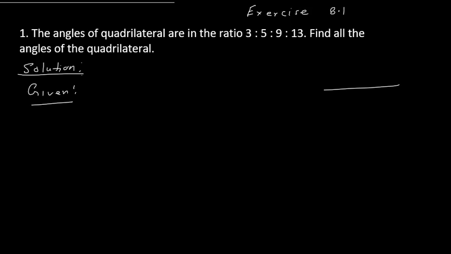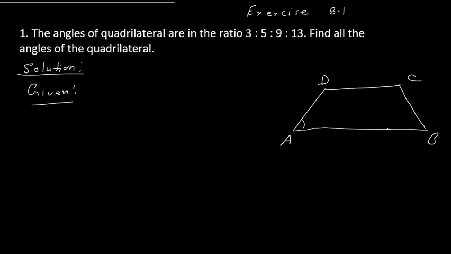So the diagram will be something like this. This angle is representing ratio 3, this is ratio 13, this is ratio 9, and this should represent ratio 5. So it should be something like this. Okay, A, B, C and D.